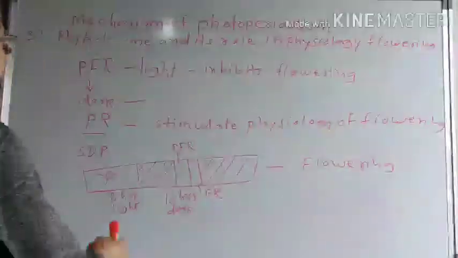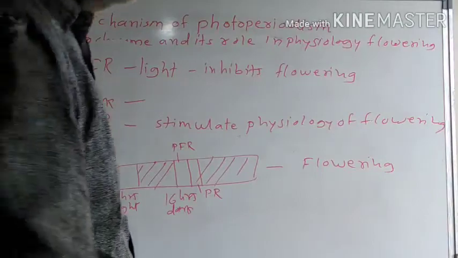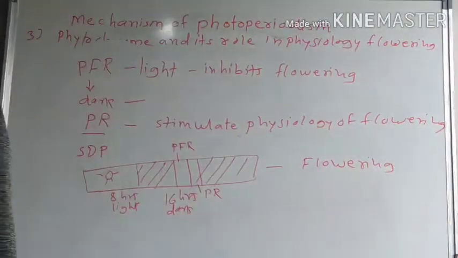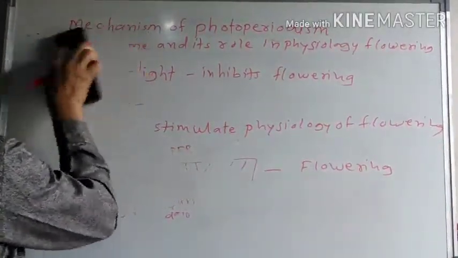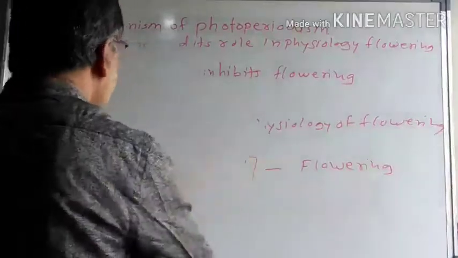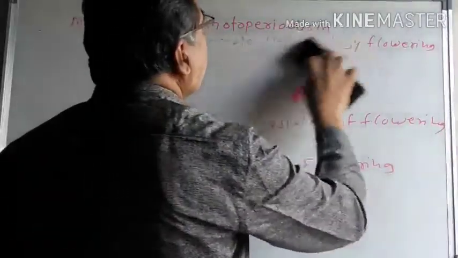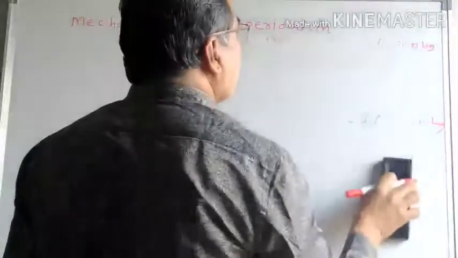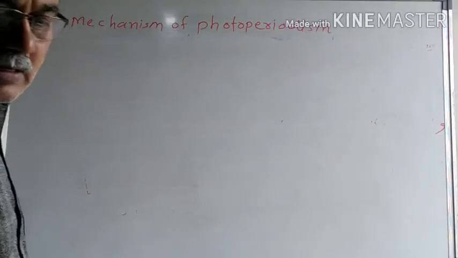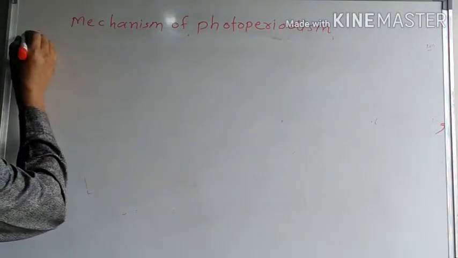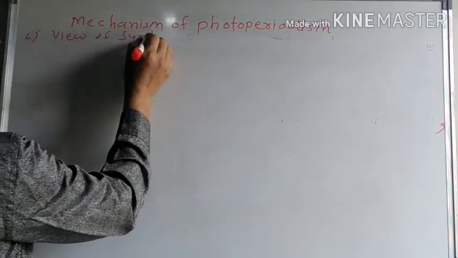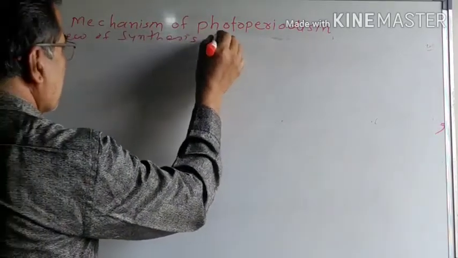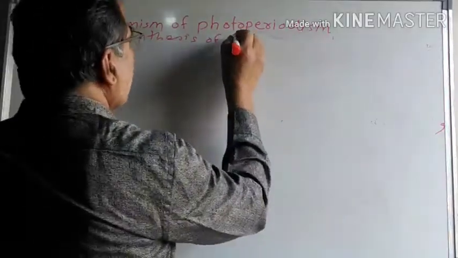Therefore, in this flowering mechanism, phytochrome plays an important role in flowering. Again, there are different theories regarding the physiology of flowering, that is, the synthesis of the flowering hormone.